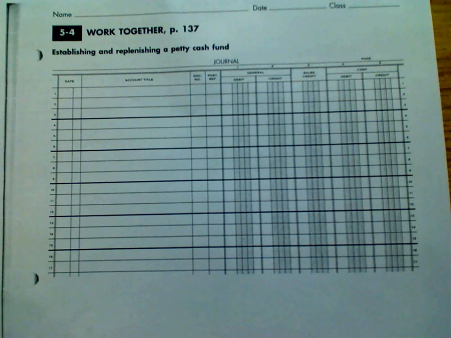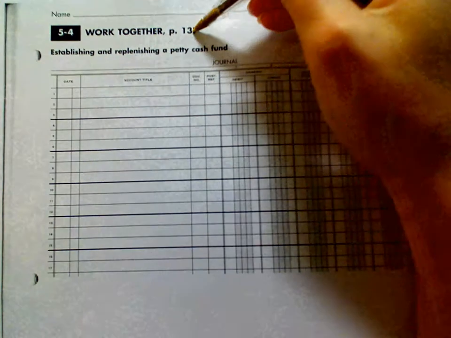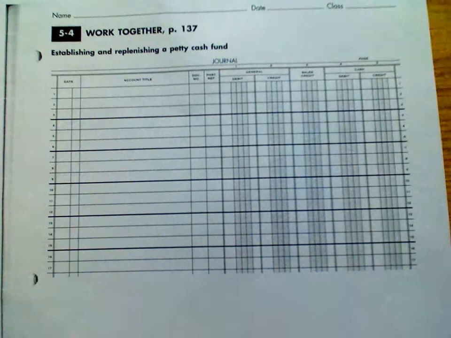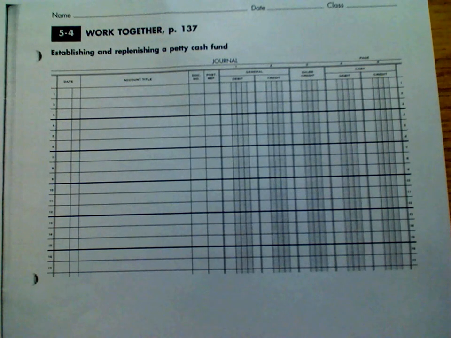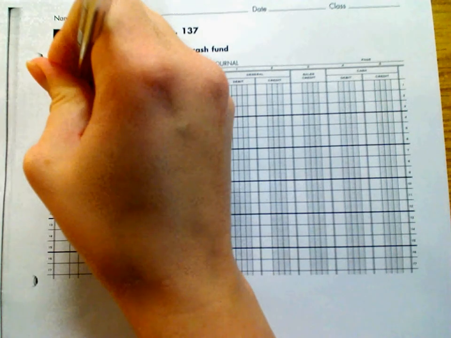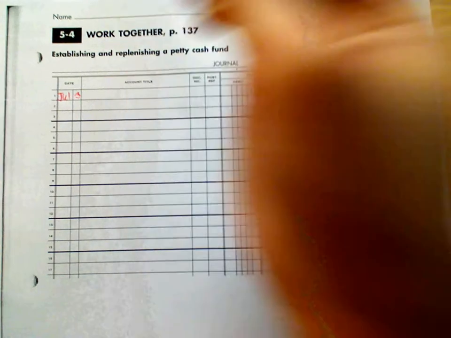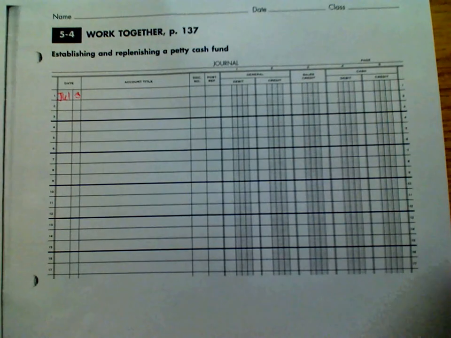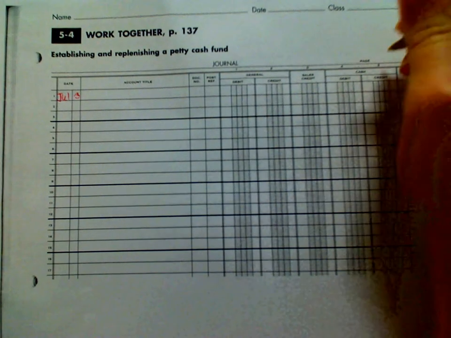All right, so page 99 in the workbook. This is wrong. It's page 138 in your textbook. So, for the work together, we are going to pay cash to establish a petty cash fund of $250. We're going to use check 57, and we're going to do this on July 3rd. We're also using page 13 of the journal.